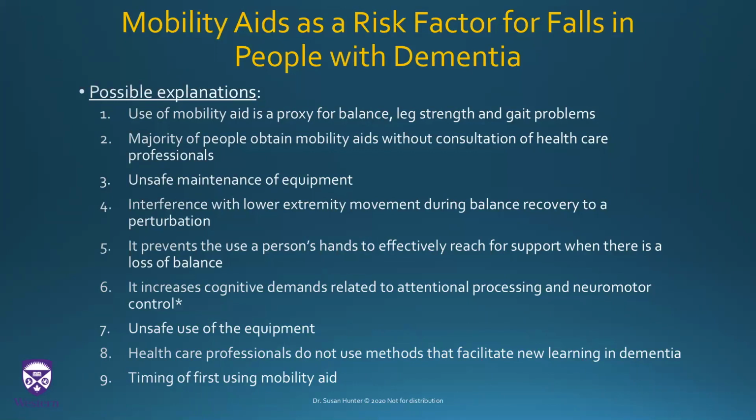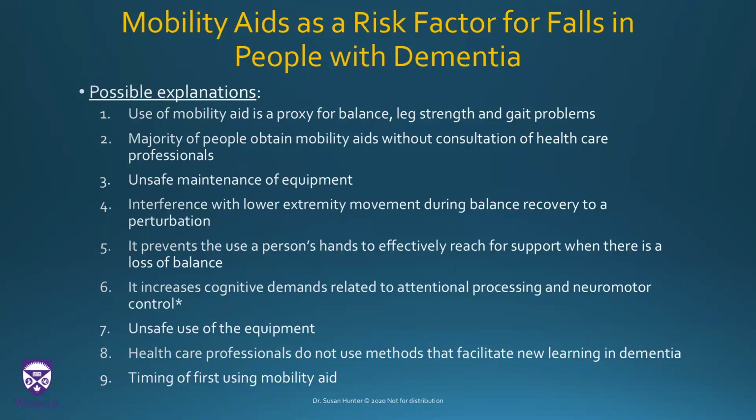And the last one is looking at timing of first using a mobility aid. The later the mobility aid is provided or introduced in the disease process, the more their ability to learn and master the task will be different than if it was earlier in the disease process, or if they had experience prior to the symptoms of their dementia presenting.